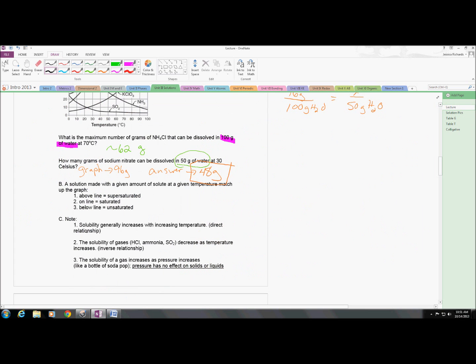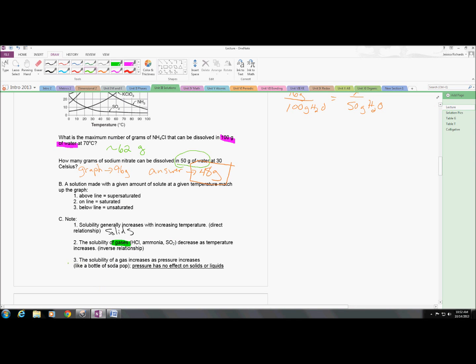And then, of course, just general solubility things. In general, there's a direct relationship. Solubility increases with temperature. That is, of course, going to be for solids. Gases show the opposite. So in gases, when we increase the temperature, we decrease the solubility. We already saw that on the graph. Those are going to be things with negative slopes.